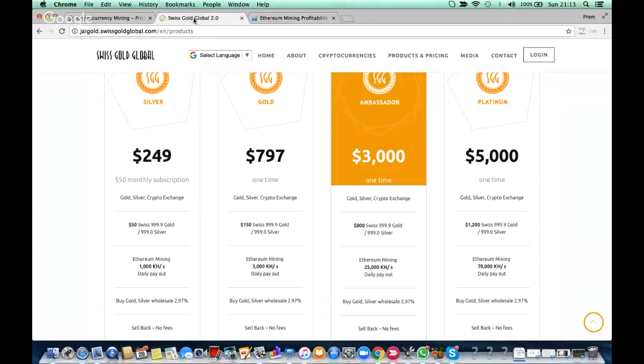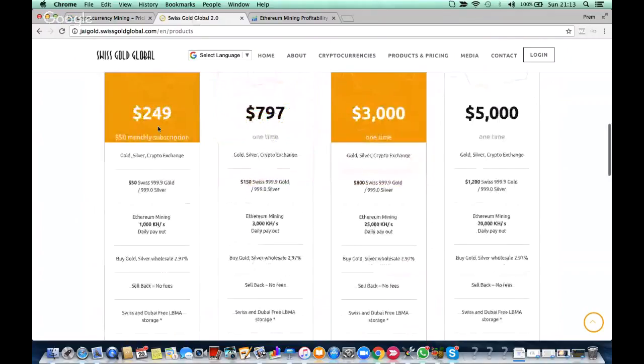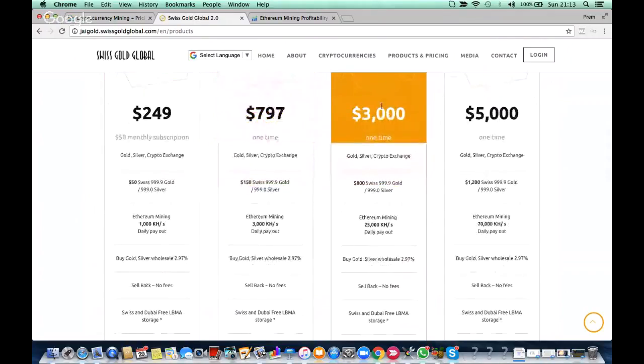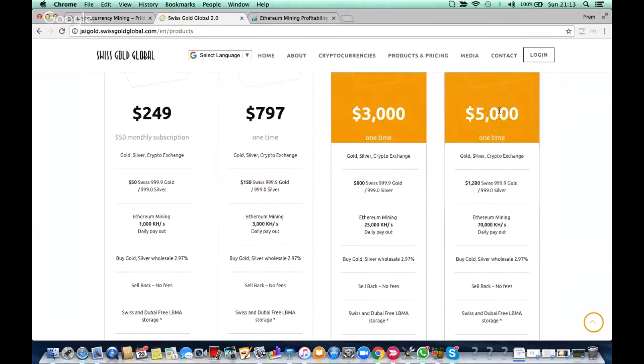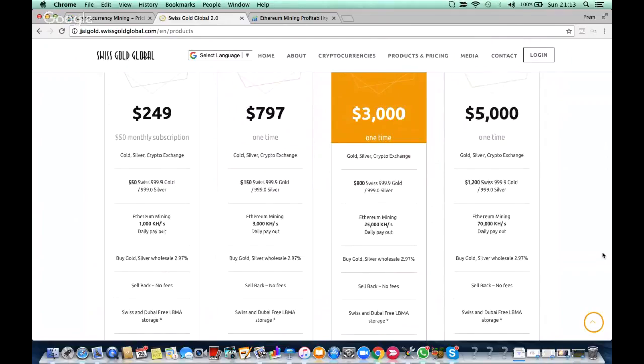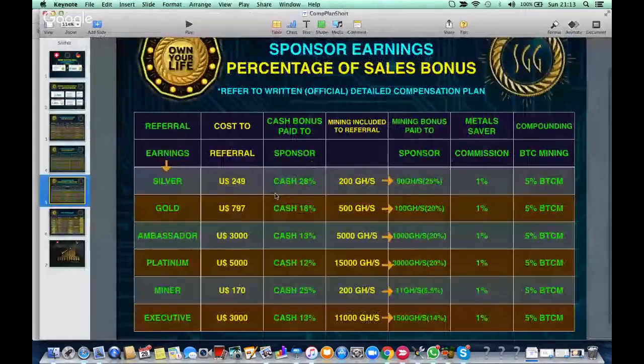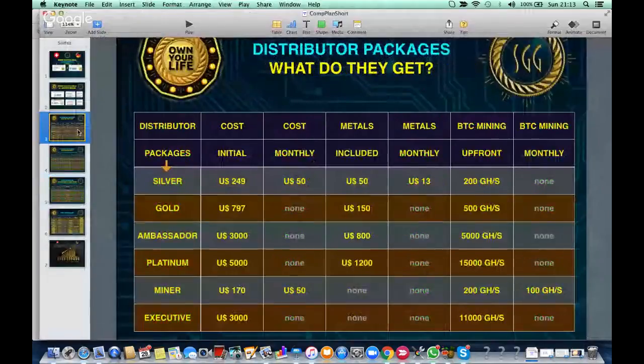So let's have a look at the website again. This one gives you $50, $150, $800, and $1,200. This is just the metal content, metals included: 50, 150, 800, and 1,200. Just the two other packages have nil, right? Now, that's the metal content, and the mega hash also goes up. So 200 goes to 500, 500 to 5,000, 5,000 to 15,000.